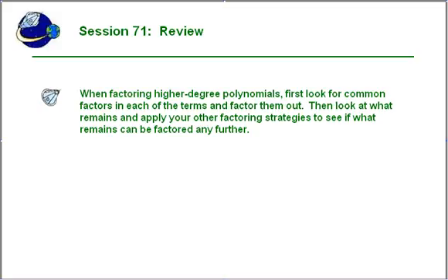As a quick review, when factoring higher degree polynomials, first look for common factors in each of the terms, whether they're the coefficients or whether they're the variables, and then factor them out. Then look at what remains and apply your other factoring strategies to see if what remains can be factored any further. And remember, some of your other factoring strategies would be squares, the difference of two squares, the sum of two squares, etc.